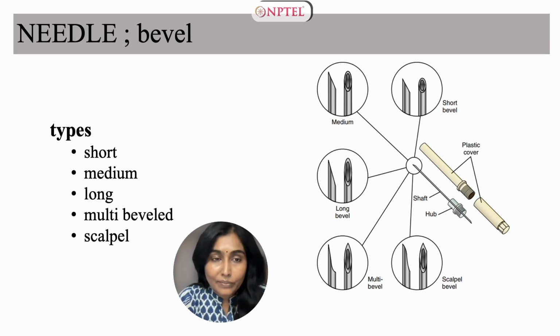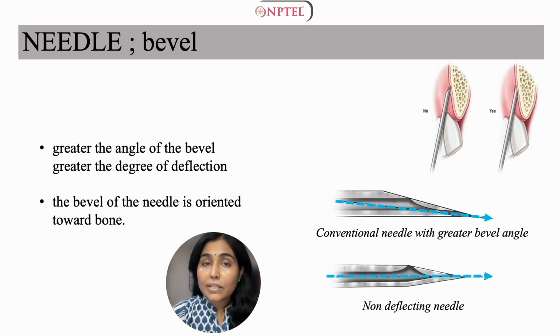or scalpel beveled. Greater the angle of the bevel with the long axis of the needle, the greater is the deflection of the needle as it passes through the soft tissues. The clinical implication being missing the target area with greater deflection of needle. So that is why today we have non-deflecting needles which have favorable bevel angles in comparison to conventional needles.